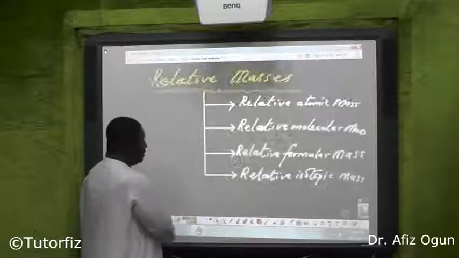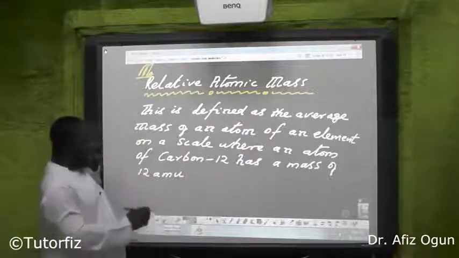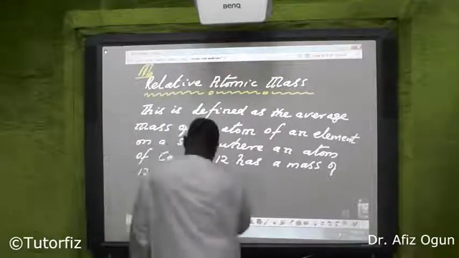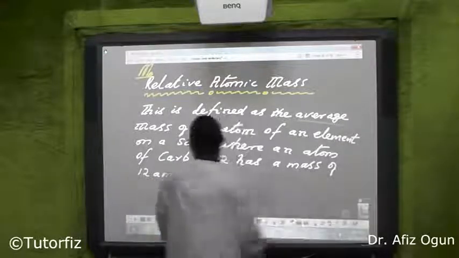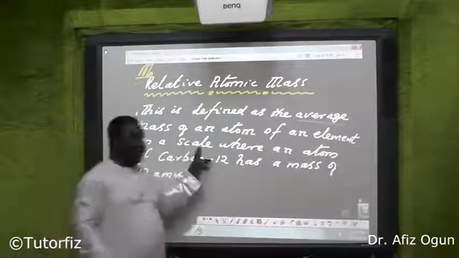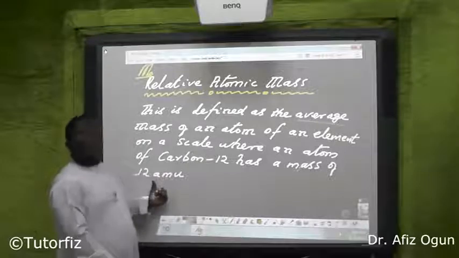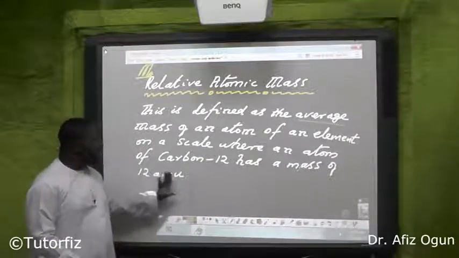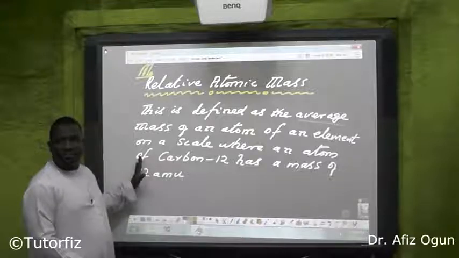So, relative atomic mass. This is defined as the average mass. Average, very important. This is defined as the average mass of an atom of an element on a scale where an atom of carbon-12 has a mass of 12 atomic mass unit. You may not write atomic mass unit, you just write 12, no problem.